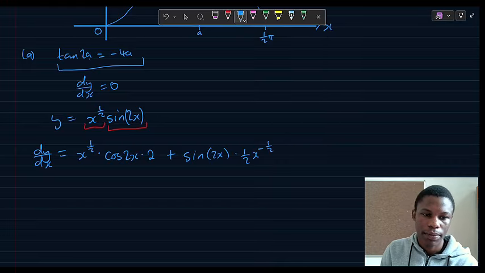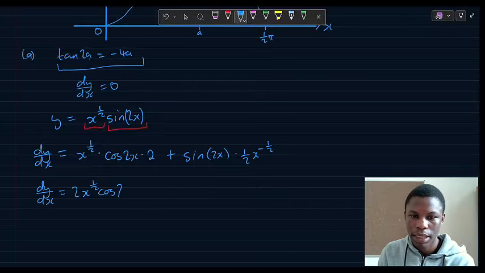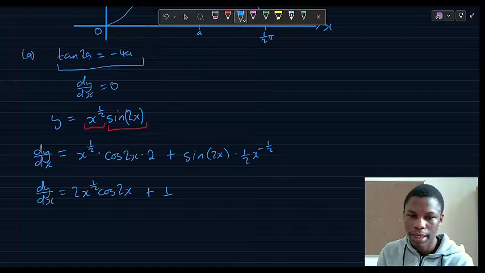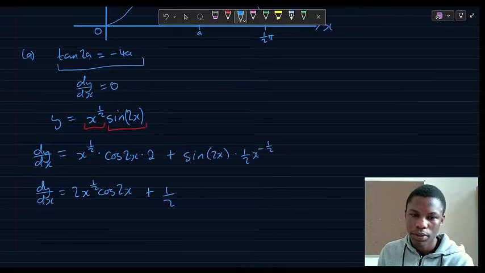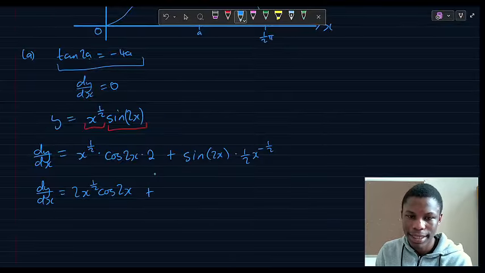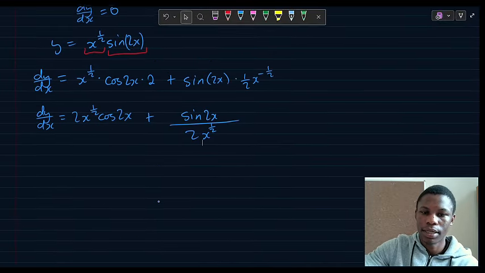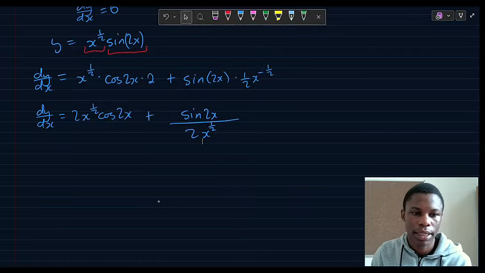Okay, so we have that dy/dx is equal to 2x to the half cos 2x, plus a half, or rather we can write this as plus sine 2x over 2, and take the x to the negative half to the denominator, so it becomes x to the positive a half. Right, this is our dy/dx.